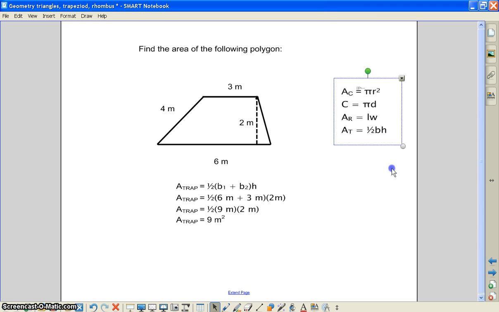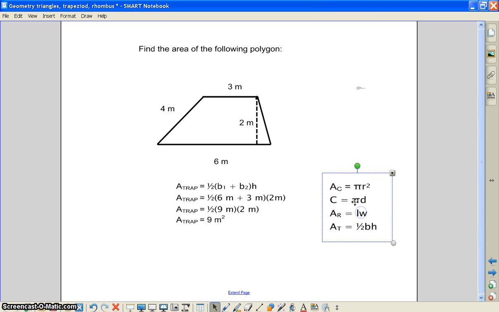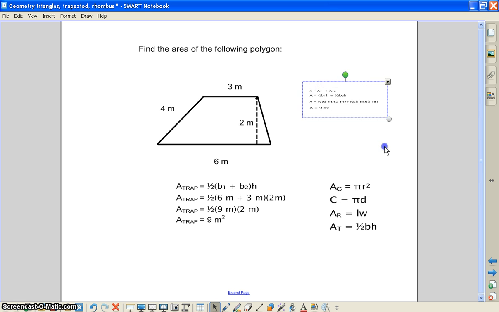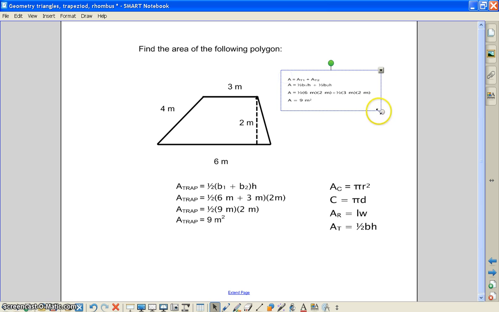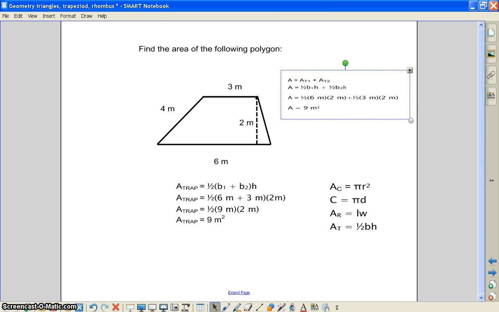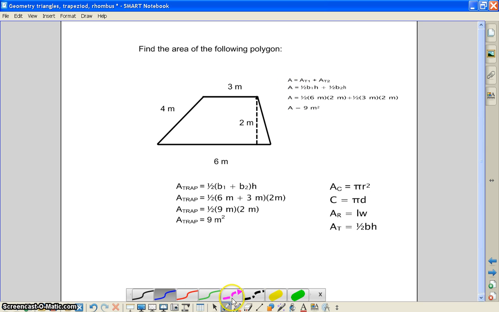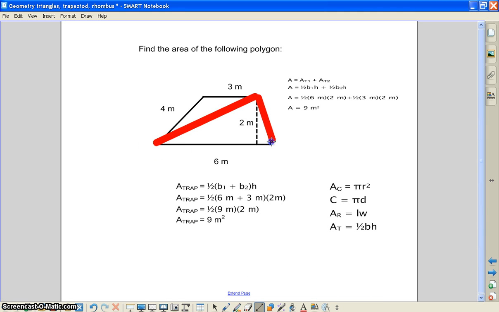And again, I also will remind you that you can always live on these 4 formulas: the circle, circumference of a circle, rectangle, and a triangle. And you can treat this trapezoid simply as 2 triangles. Anytime that you want and you can't recall formulas, you can always break down to those 4. And you can always find the length of the lines you need by making these triangles.